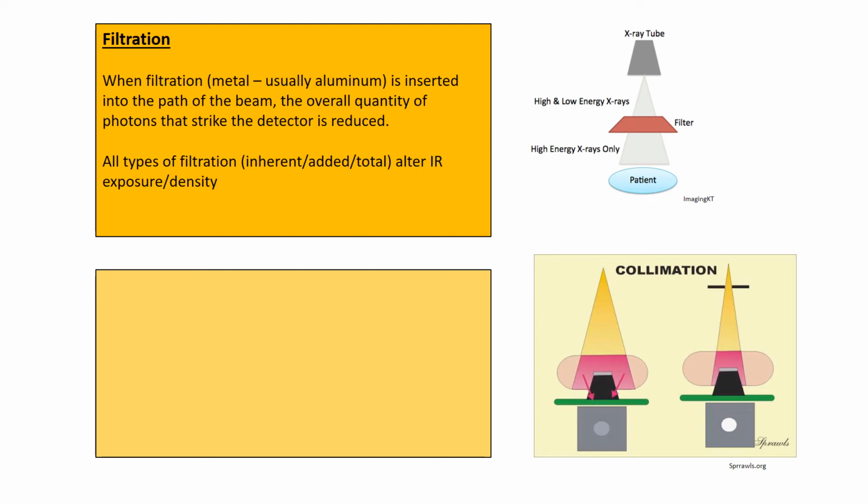All types of filtration, whether it's inherent, added, or the combination giving you the total filtration, all those types of filtration alter IR exposure or density. So we can say that as the thickness of the filter increases, the IR exposure or density decreases.